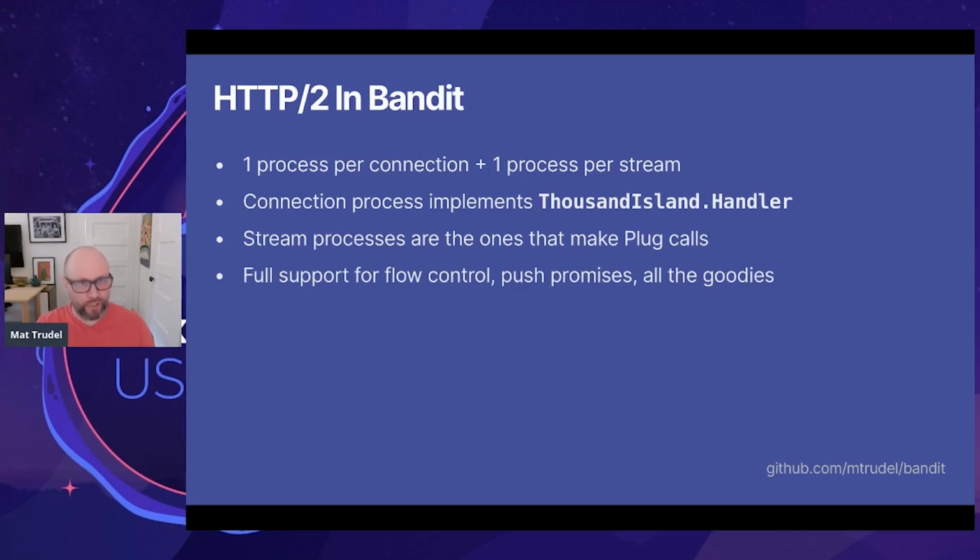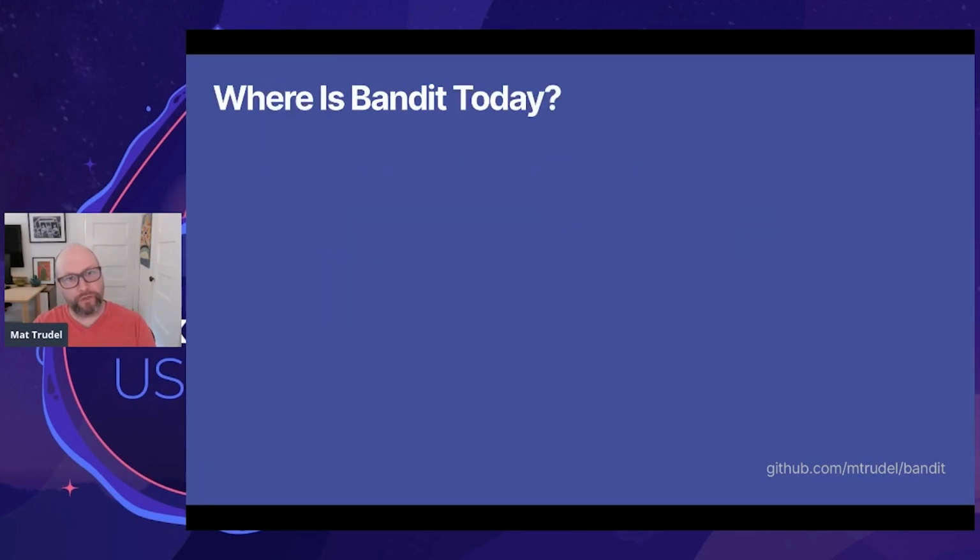In addition to this, we also support all the other goodies in HTTP 2. We do flow control, we do push promises, continuation frames, pings, GOAWAYs, all the goodies in the protocol are there. We use IO data structures everywhere we're able to internally, and that gives us another big boost for speed and memory awareness.